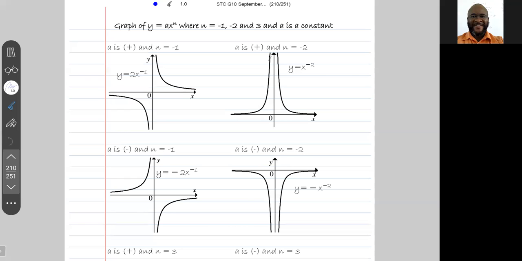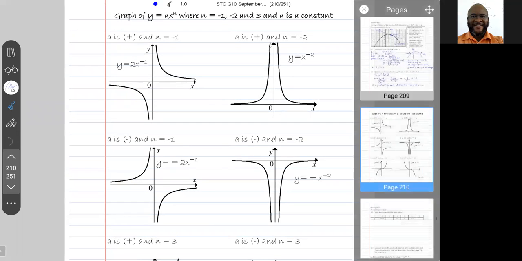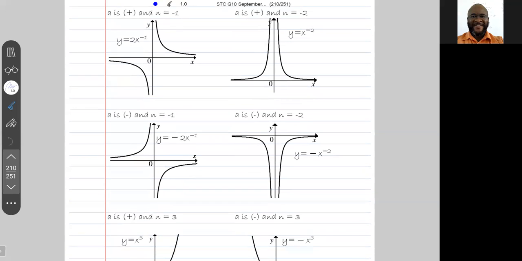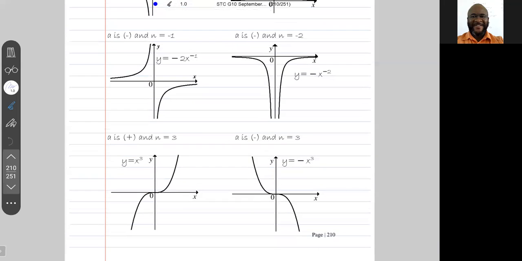So the first one is the graph of y is equal to 2 to the minus x. Then over to the right, you have y is equal to x to the -2. Below, in the middle, you have y is equal to -2 x to the -1. That's how that graph would look. Over to the right, you have y is equal to -x to the -2. That's what that graph would look like. On the left, you have y is equal to x to the third. And on the right, you have y is equal to -x to the third.